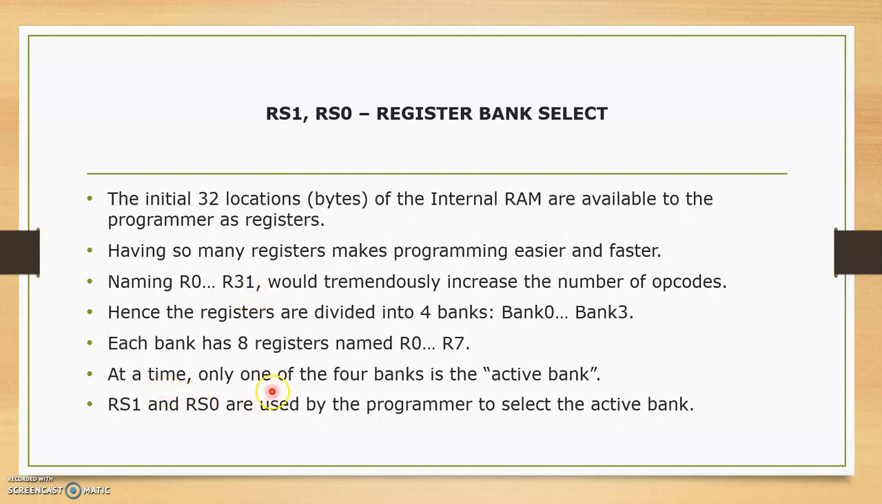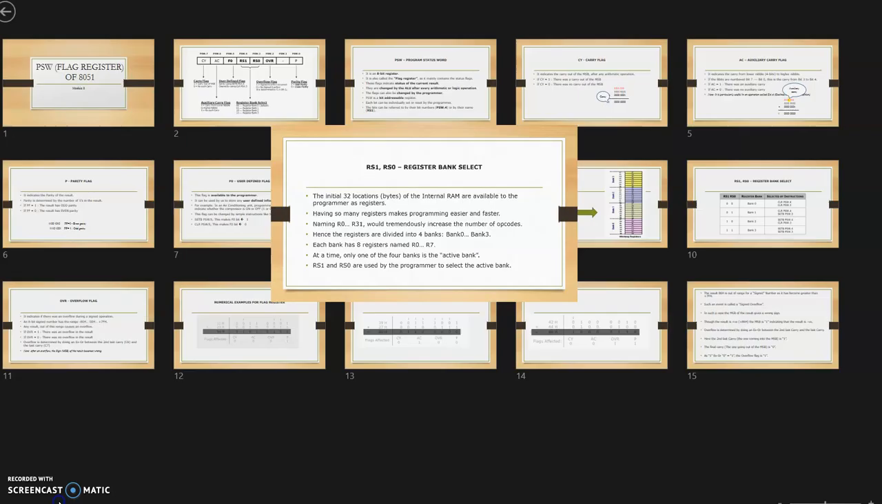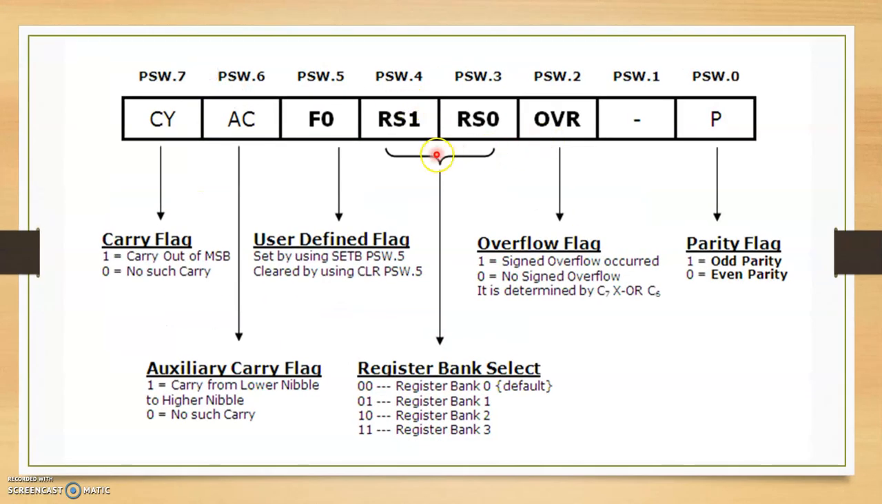So we have 4 banks, but at a time only one bank will be active. Which bank is active is decided by the register bank select bits, RS0 and RS1. We can see that these are PSW.4 and PSW.3, that is RS1 and RS0. These decide which bank will be set at a time.